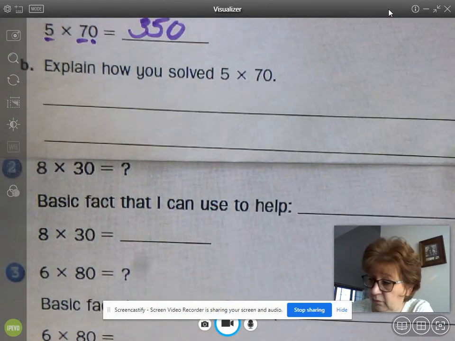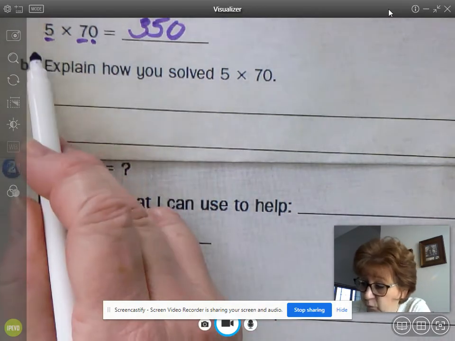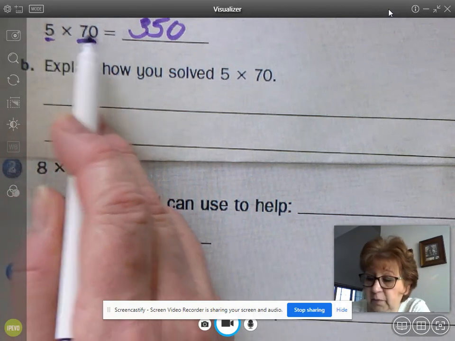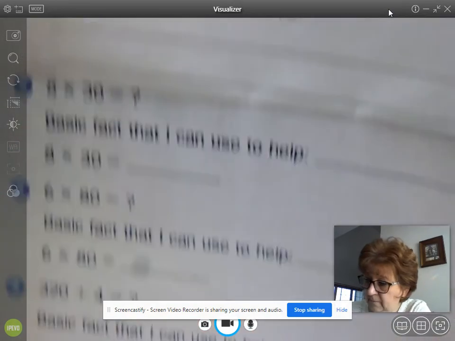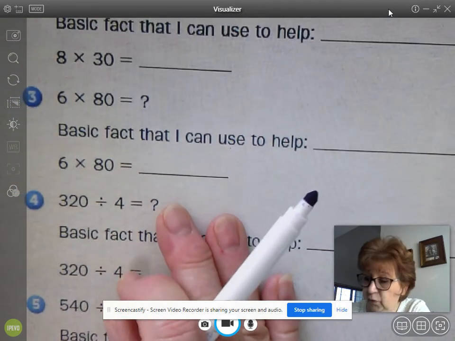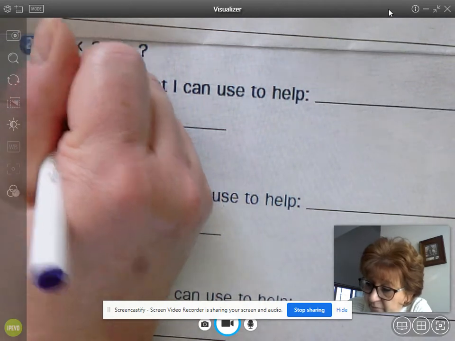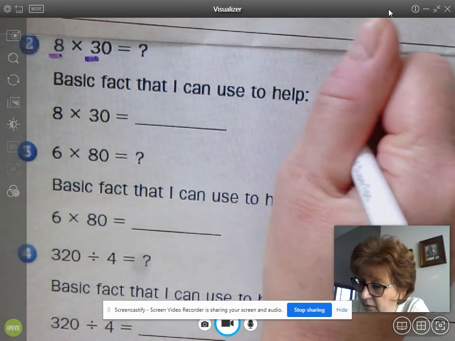How did we solve that? I'm not going to take the time to write it because we just kind of went through that. I used my basic fact of 5 times 7 and then multiplied that times 10. Okay. What about 8 times 30? What is the basic fact that I can use to help me solve that? 8 times 3.